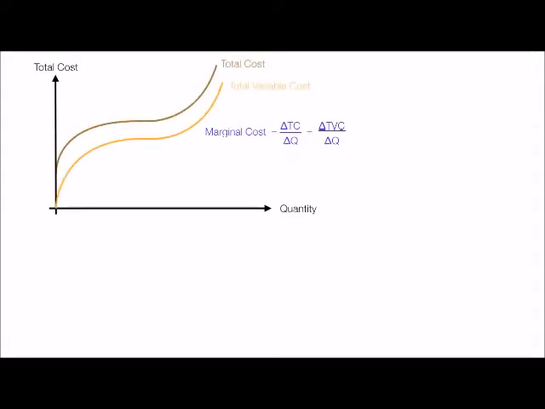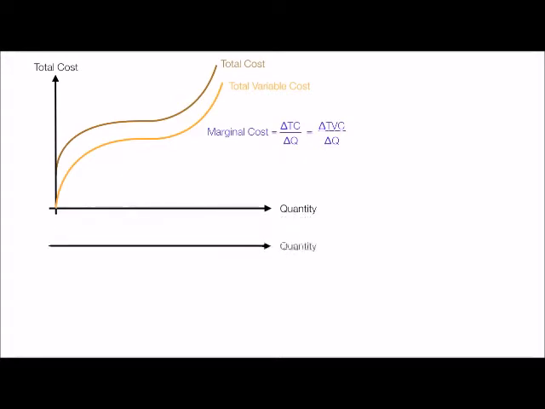I'm going to draw these two curves back in, total cost and total variable cost. Now if I pick a point and look at the slopes of these two lines, it turns out the slope of the total cost and the slope of the total variable cost are the same. Those two lines are parallel. The slopes of these two lines are parallel all along the curves. As you can see, those lines are all parallel. So marginal cost is equal to the change in total variable cost divided by the change in quantity as well.